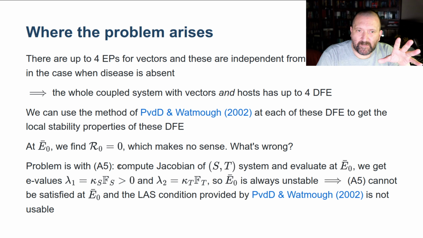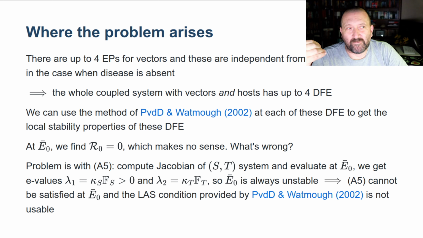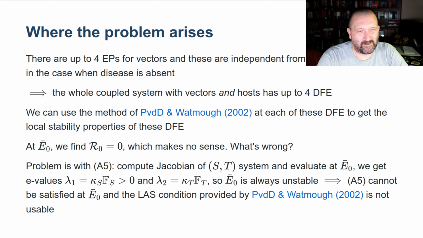because what you find when you consider this assumption, you compute the Jacobian of the system in the wild type and transgenic mosquito and evaluate at E0, the extinction equilibrium, then you get a positive eigenvalue and another eigenvalue. So that means that equilibrium in the absence of disease is always unstable. So you cannot satisfy A5, which means that you cannot use the theorem of Van den Driessche and Watmough that we saw earlier.